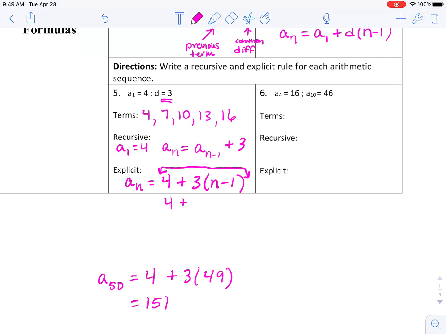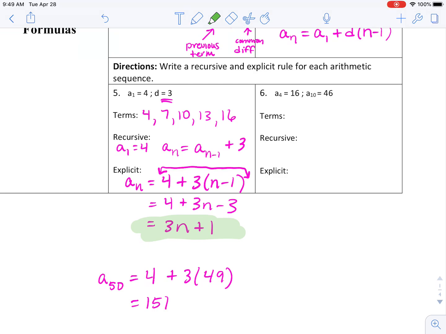So let's look at it in its cleanest state. We're going to distribute the 3, and then we can combine some like terms. So 3n plus 1 is that final reduced looking explicit model.